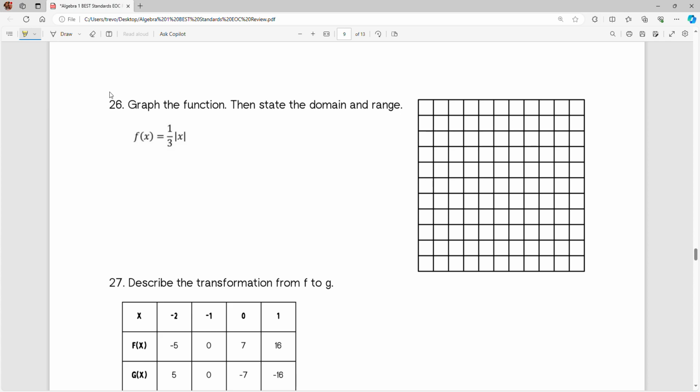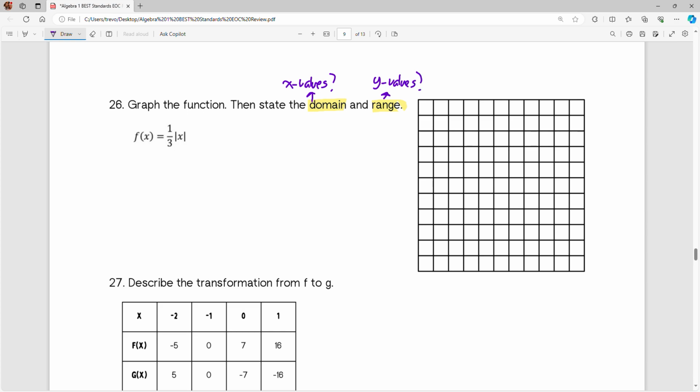We are moving on to page 14 of our yellow packet for our Algebra 1 Best EOC retake. Number 26 says, graph the function, then state the domain and range. When we're talking about the domain, it just wants to know what are all of the x values for this graph, and the range would be the y values for this graph.